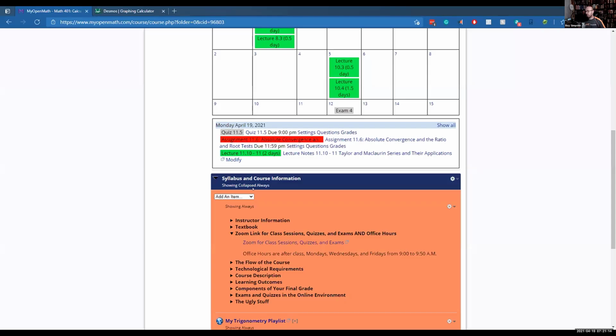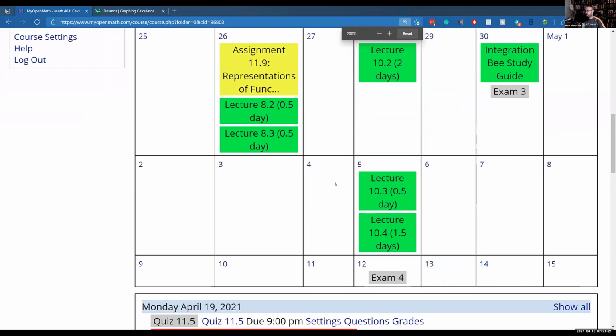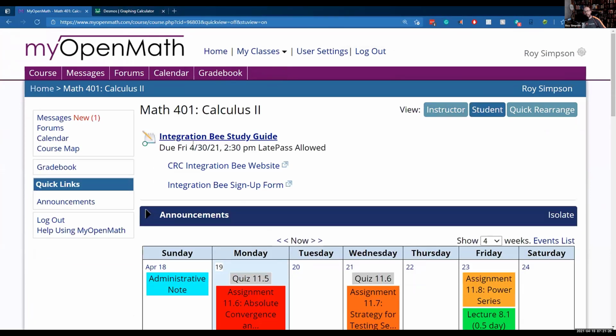If you have logged into my Open Math website since last night, you probably have noticed that there is now a link to, let me share my screen. There we go, and I'll zoom in there as well. All right. So at the very top of our My Open Math site is an Integration B study guide.